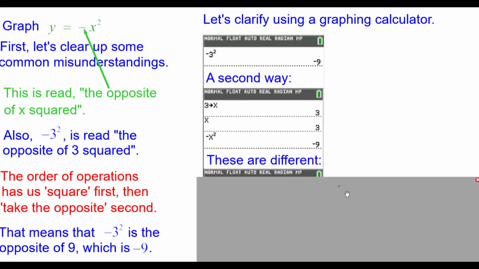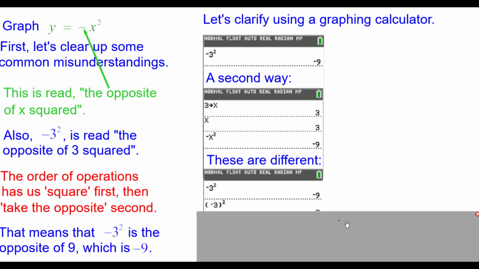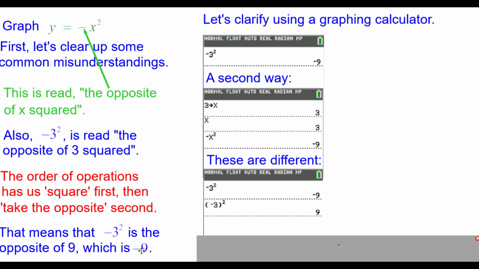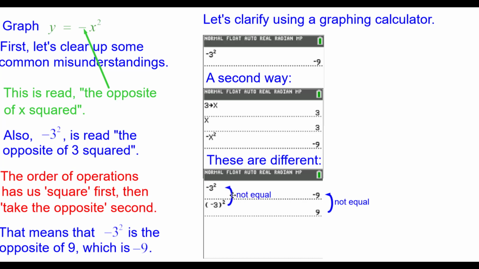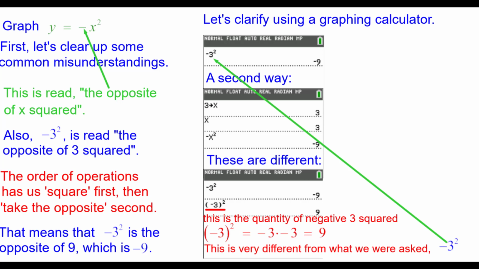So these are different. The opposite of 3 squared is negative 9. The quantity of negative 3 squared is positive 9. Very easy to get mixed up. So you can see that these are not equal. This is the quantity of negative 3 squared, which is positive 9. Very different from what we were asked, the opposite of 3 squared.